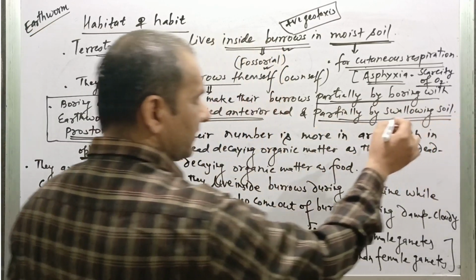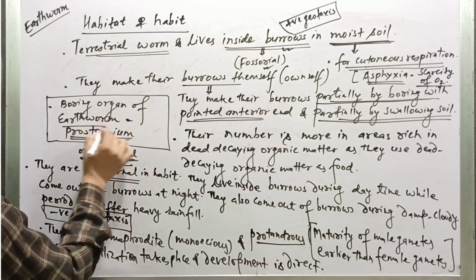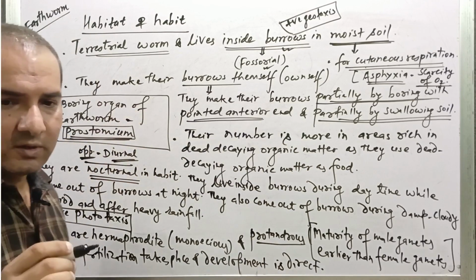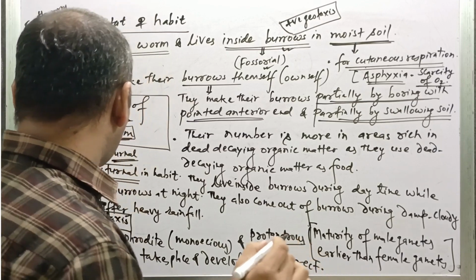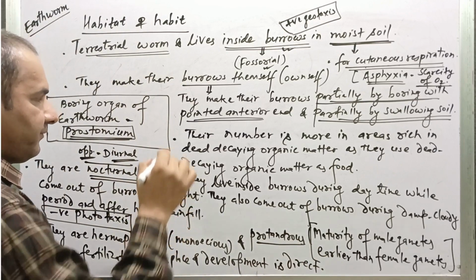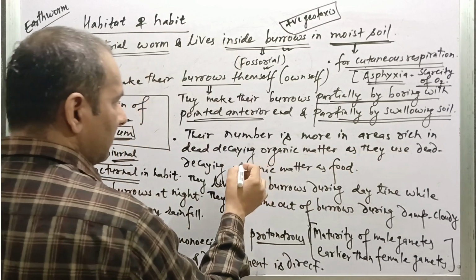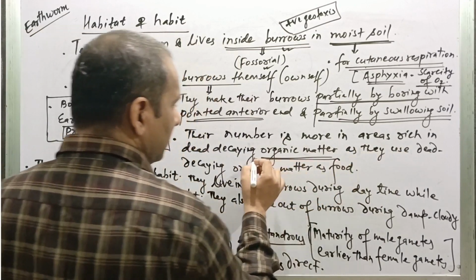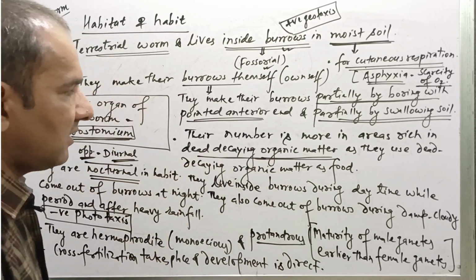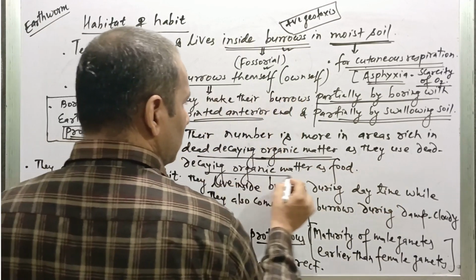partially by swallowing the soil. Sometimes the question may come like, name the boring organ of earthworm. The boring organ of earthworm is prostomium. Prostomium is a small fleshy projection which arises from first segment. The first segment is called peristomium, and the number of earthworms is more in those areas which are rich in organic matter. Why is the number rich in the areas with dead decaying organic matter? Because they feed upon dead decaying organic matter.